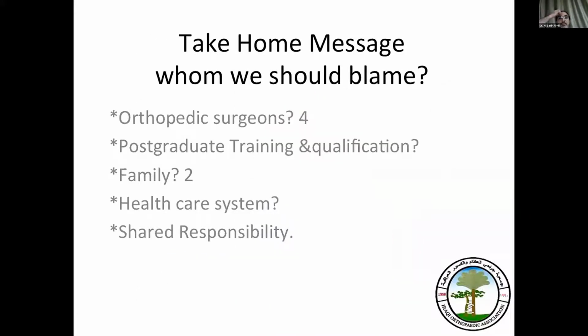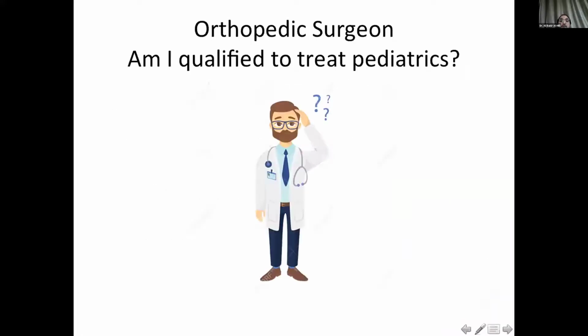So today, if we think about the cases, we have mistakes and mismanagement from 4 orthopedic surgeons. Definitely they are board certified. Where is the problem? The problem may be from the postgraduate training or graduate qualification. Then we have 2 cases where we need to blame the family. Maybe the healthcare system is not good enough to treat such kids, or it could be a shared responsibility.